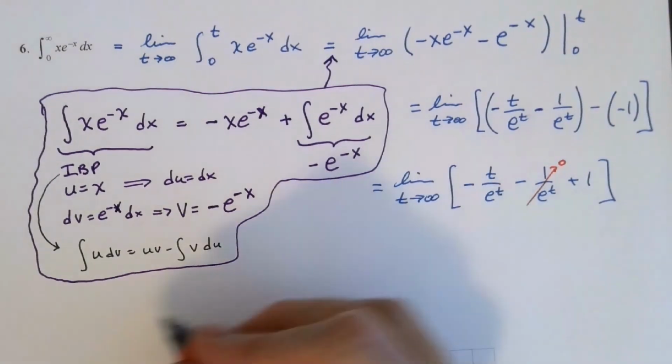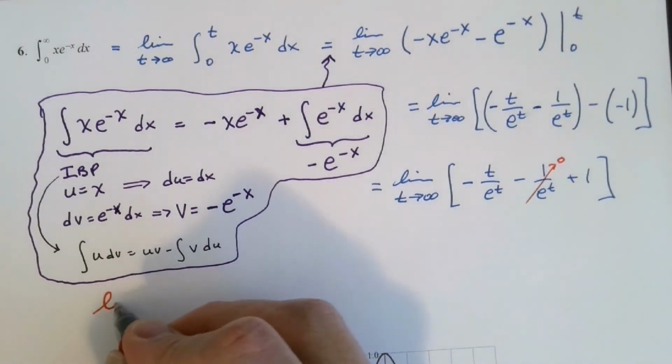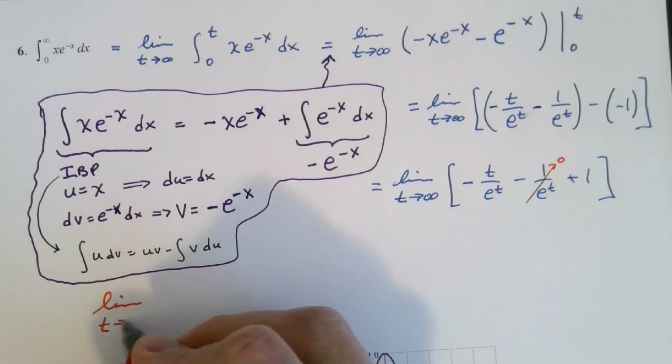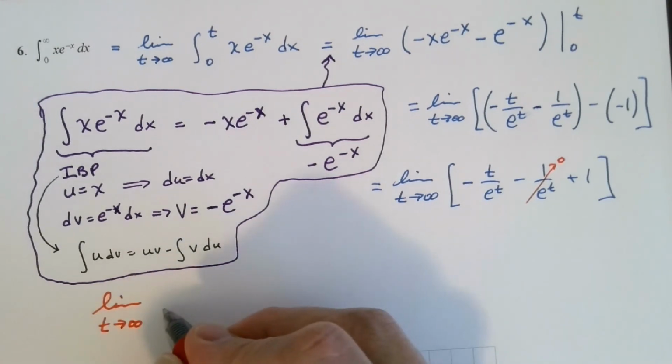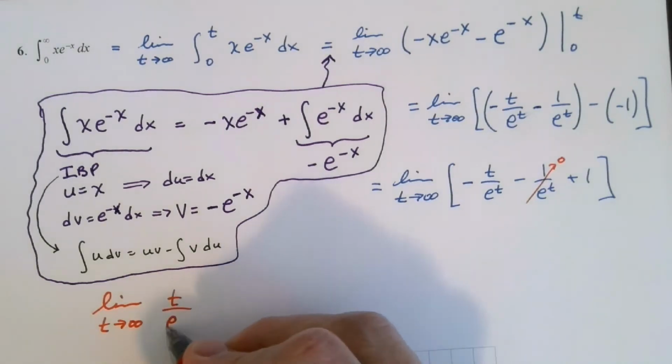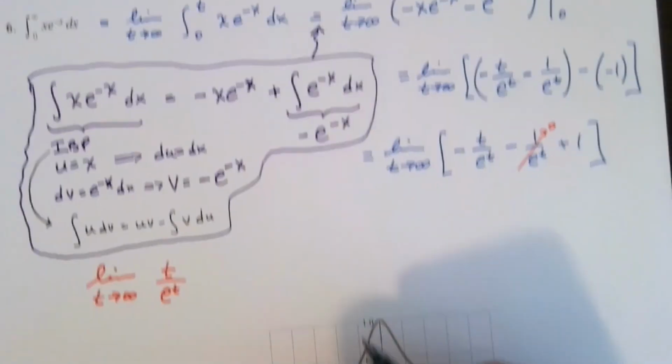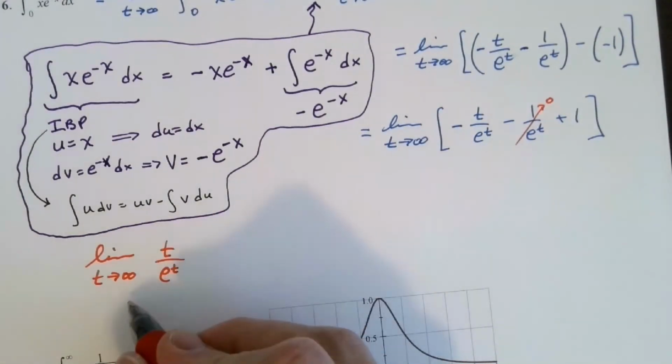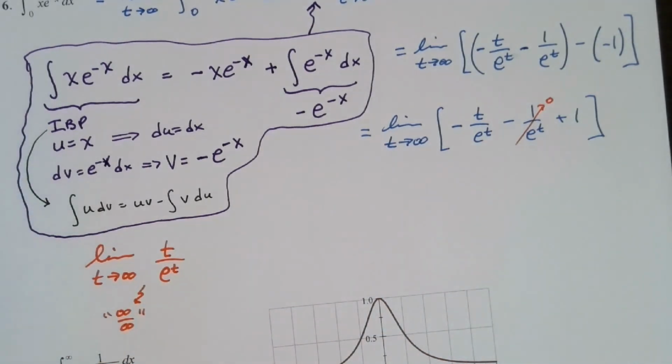So what do we have here? Let's look at a little side here. What's the limit as t goes to infinity of, let's just do it as positive t over e to the t, and then we'll multiply the result by negative 1. But this form is what? Infinity over infinity. How do we find limits of that form, or how can we find limits of that form? You remember?